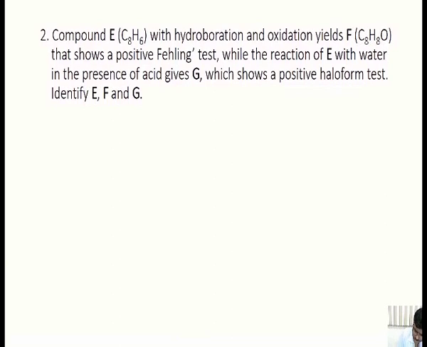The compound F having molecular formula C8H8O shows a positive Fehling's test. That means it is an aldehyde. Compound G, which shows a haloform test, means it has a methyl group which is bonded with a carbonyl group. From this, we can try to predict the structure of E.